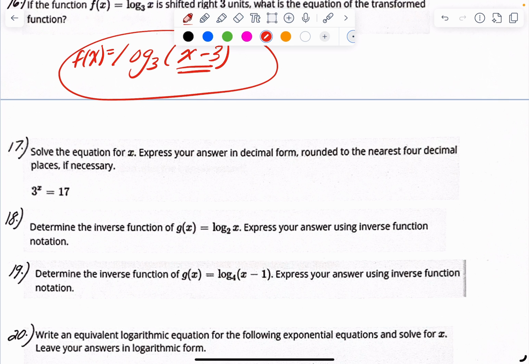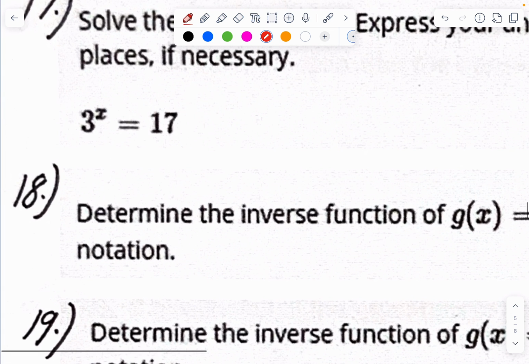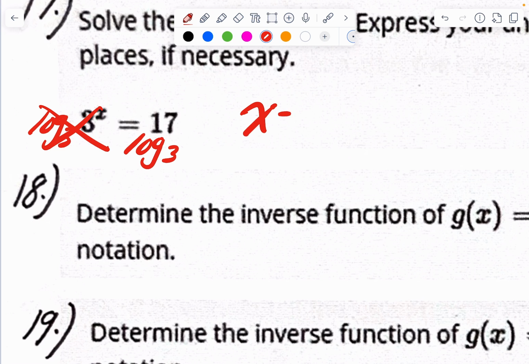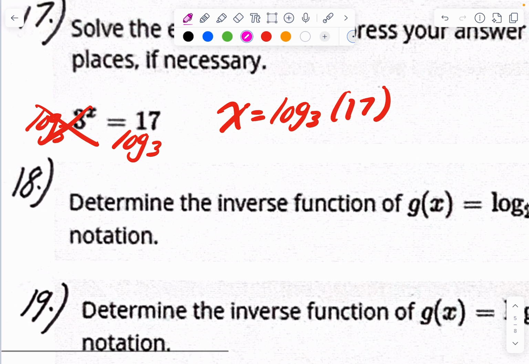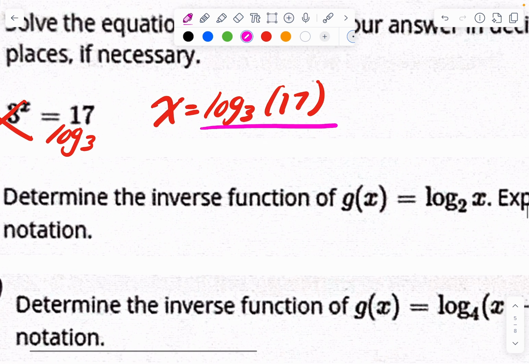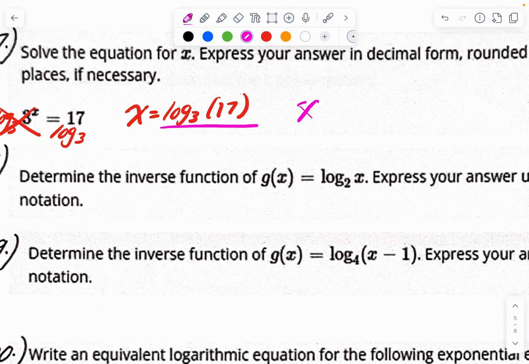Solve the equation for x. So you'd say, okay, there's many ways to do this. I'm going to probably just log base 3 both sides. So then we have x equals log base 3 of 17, which you need to calculate by doing the change of base formula. We know that that's rewritable as log of 17, we learned this, divided by log of 3. And then you'll just put it in your calculator.